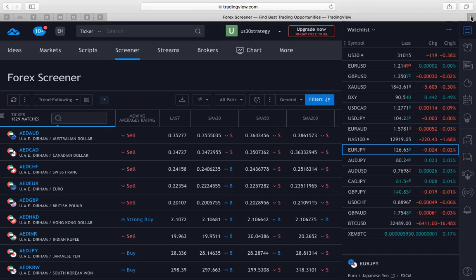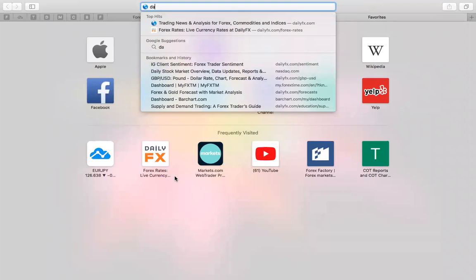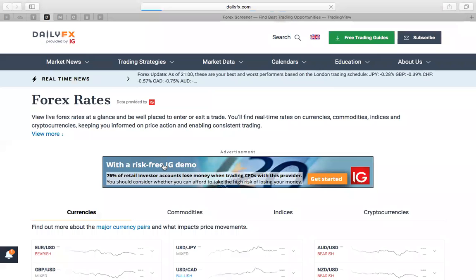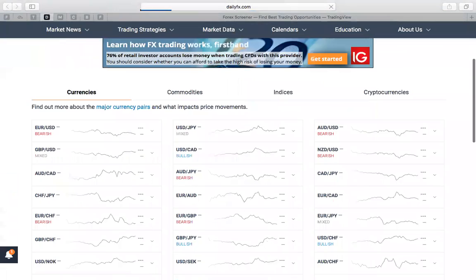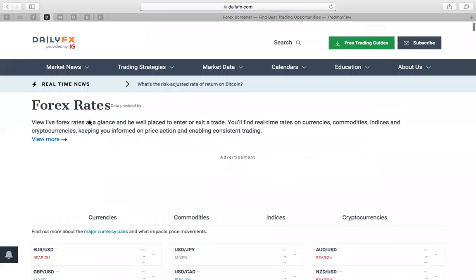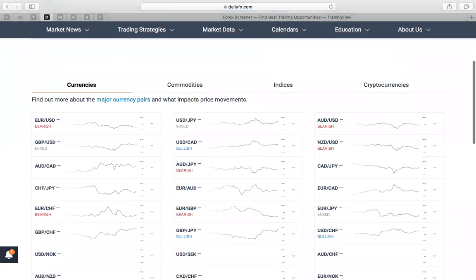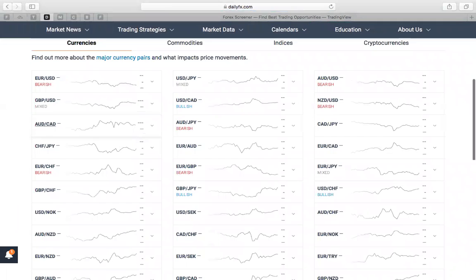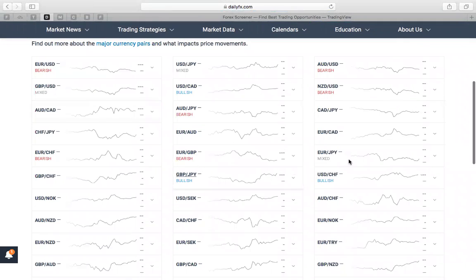What my daily IG sentiment tells me is sellers are more. Now I might not find the Euro JPY on this. Okay, so we can see GBP JPY, Euro JPY is mixed, right? So I use Daily FX, then I go to the markets.com app. And you could also use Forex Factory.